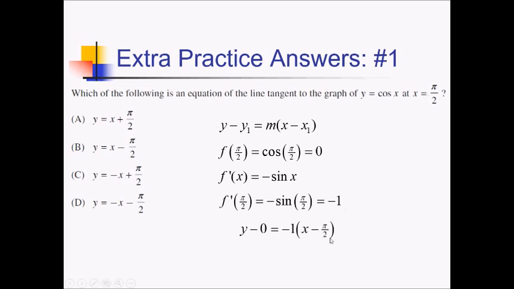Of course, that doesn't match any of the answer choices, so we're going to have to put this in slope-intercept form. To do that, we will distribute that negative 1. So we've got negative x plus pi over 2, and there's nothing to move over here. So we just have y equals negative x plus pi over 2, which gives us choice C.